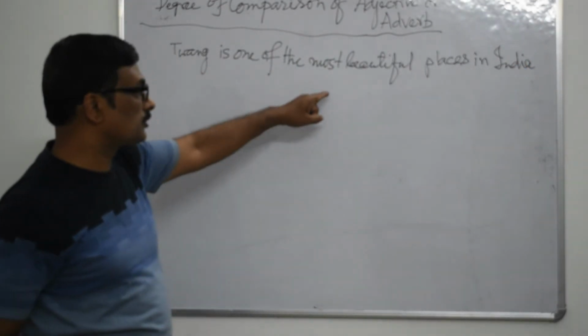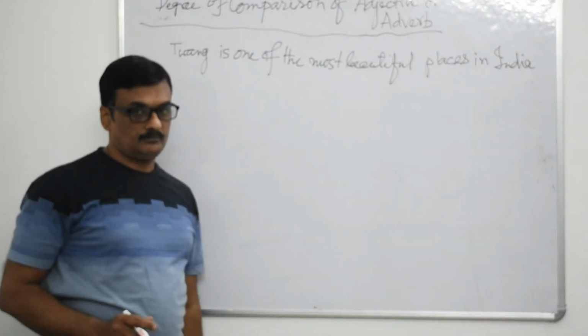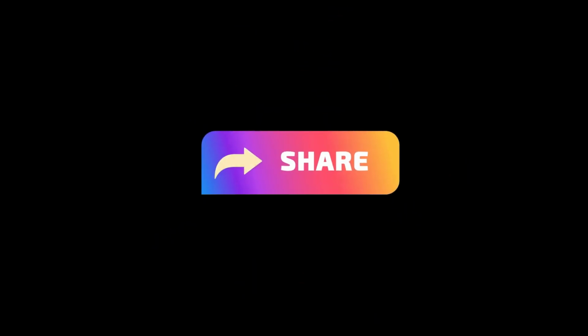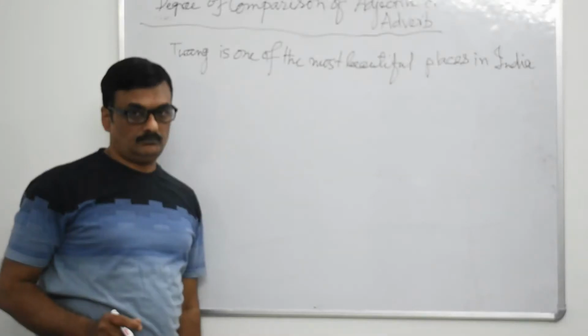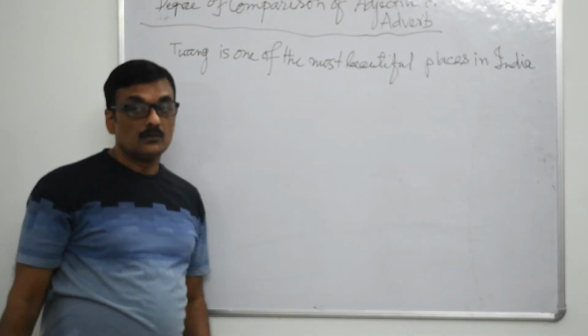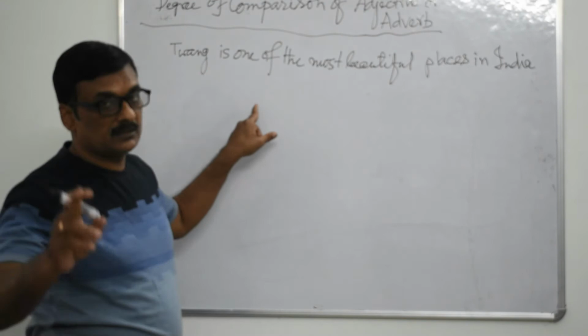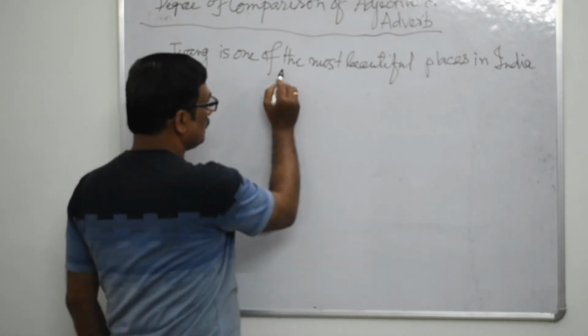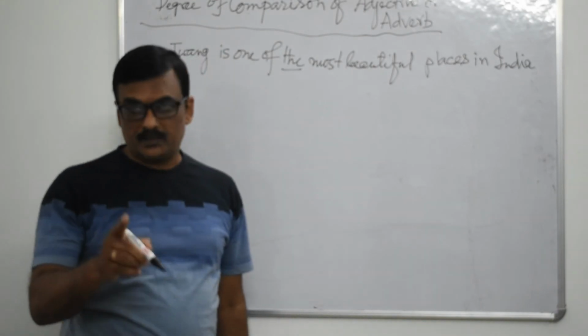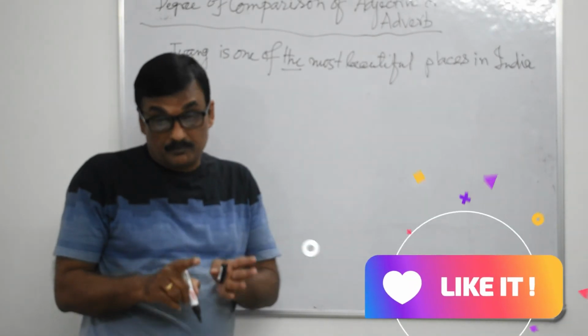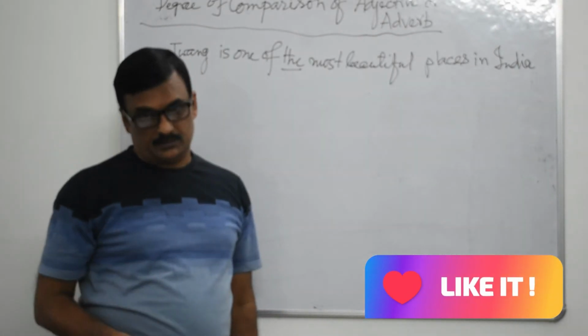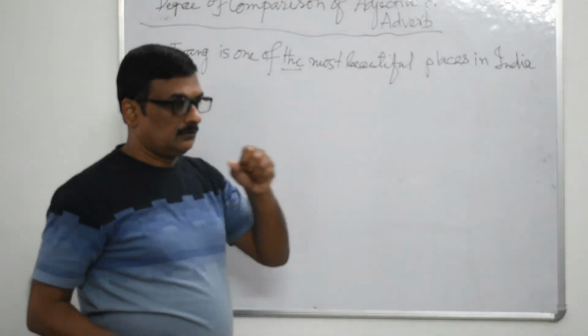Tawang is one of the most beautiful places in India. First, we should identify which degree it is. What are the features? What is the distinguishing mark? The article "the" is used in superlative degree. It is neither used in comparative degree nor positive degree. So it is the distinguishing mark.